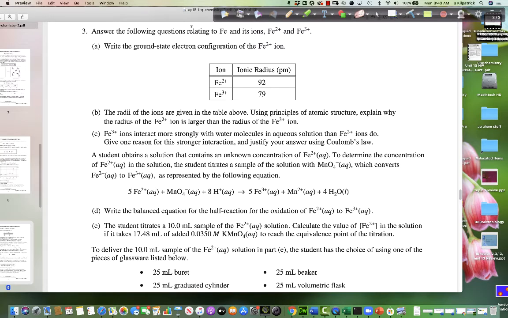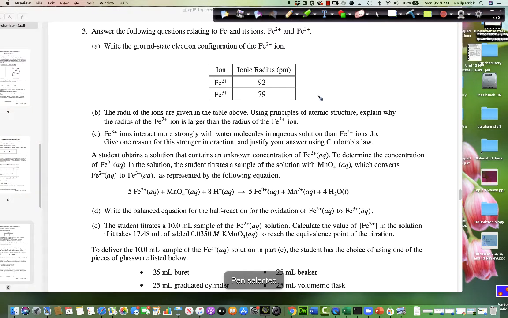All right, so let's look at the third FRQ right here. I hope you have a periodic table in front of you because we're going to need it for the first one. It says write out the ground state electron configuration of the ion. So first thing, let's go ahead and write out the configuration for the atom. It doesn't matter if it's longhand or shorthand also.